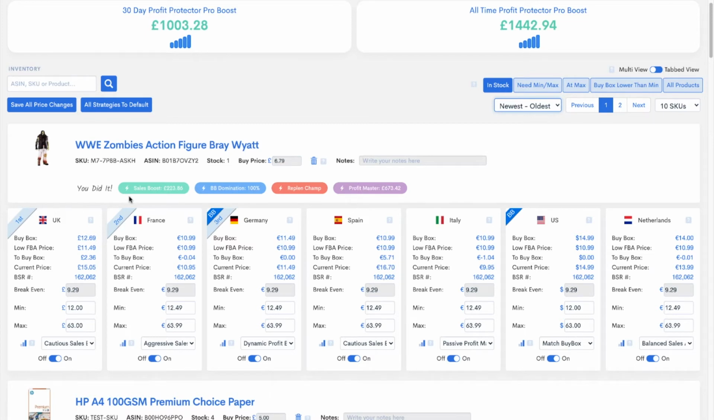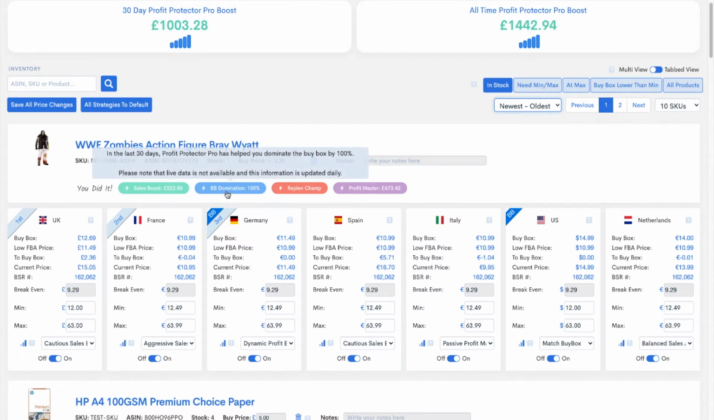So this ASIN has had a sales boost of £223.86. So that means that Profit Protector Pro has sold your product and has boosted your profits by that much over the buy box price. So if your buy box price was £10 for an ASIN and Profit Protector Pro got you a sale at £12, that would add £2 to your sales boost, because Profit Protector Pro has got you a profit over the top of the buy box for that product.